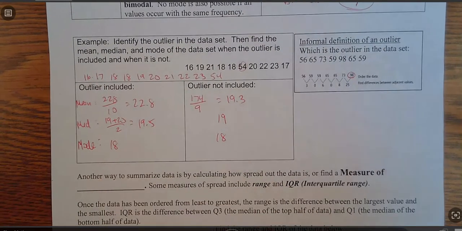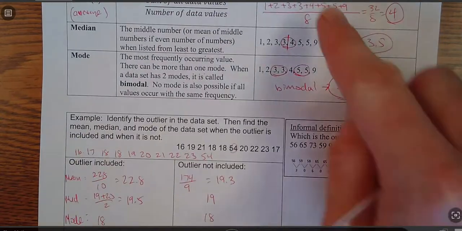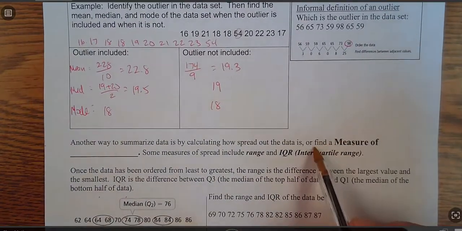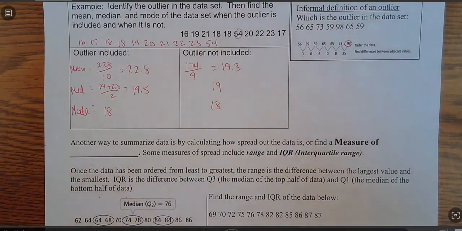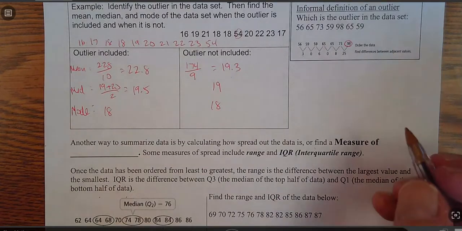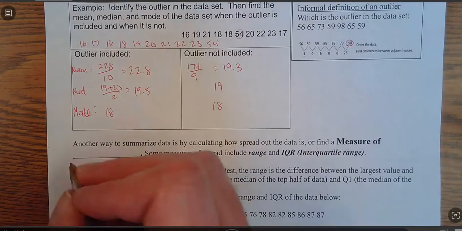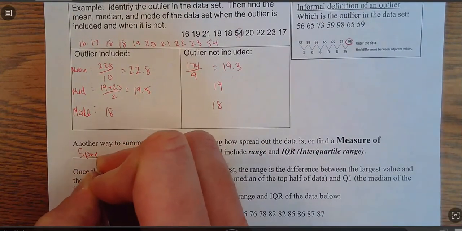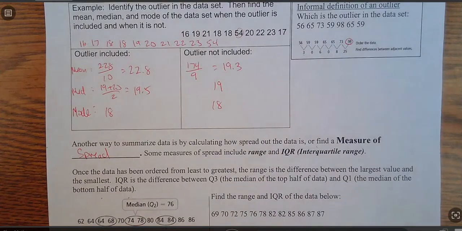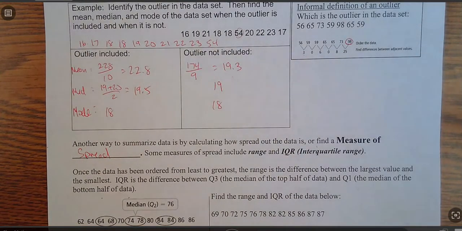Okay, so another way to summarize data is by calculating how spread out it is. Well, here we looked for center. Here we're going to look for how spread out it is. So how consistent is the data? So we call that a measure of spread or measure of dispersion. Spread or dispersion, I kind of interchange the words. Some measures of spread include range and IQR.